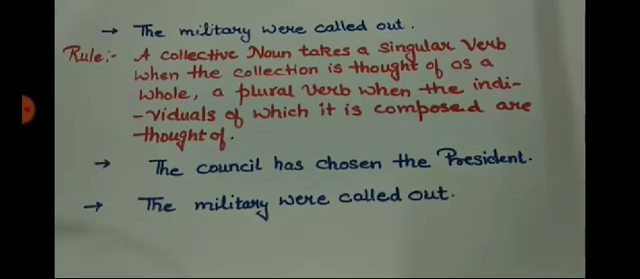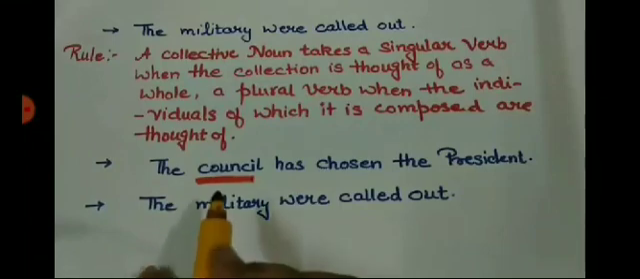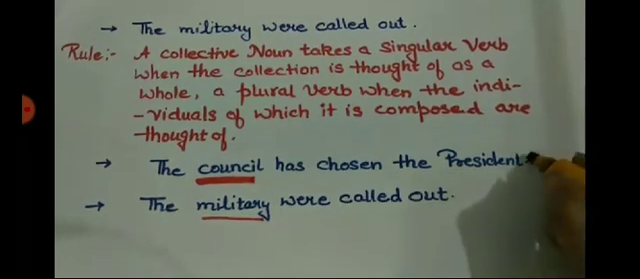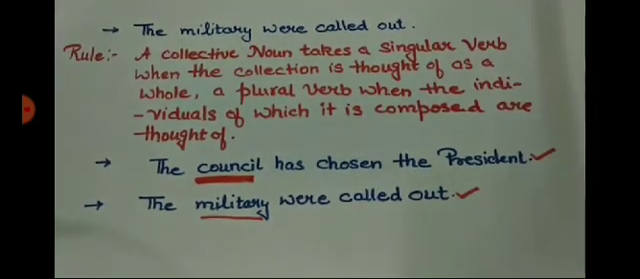Here, council is a collective noun, right? And in the second one, military is also a collective noun. Actually, both the sentences are correct. Why? According to the rule I have written here, a collective noun takes a singular verb when the collection is thought of as a whole, which means if I am considering a collective noun as a complete entity, and a plural verb when the individuals of which it is composed are thought of.